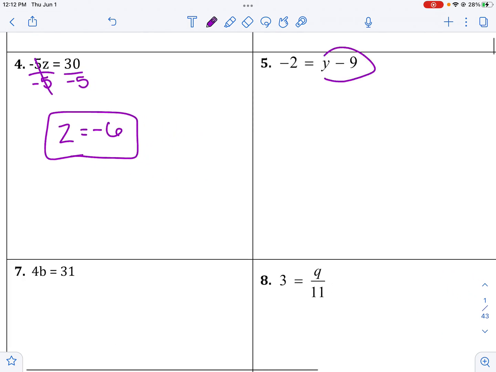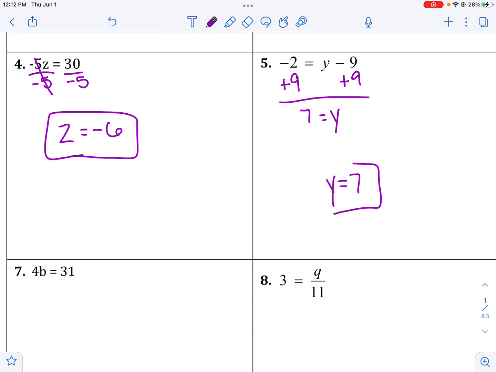On number 5, I see this y. To get my variable by itself, I need to get rid of that minus 9. So in order to undo subtraction, I need to do addition. And I'll look for its like term over here, the other side of the equal sign. Negative 2 plus 9 is kind of hard to do, but I can do 9 minus 2 in my head, and that's 7. So y equals 7.